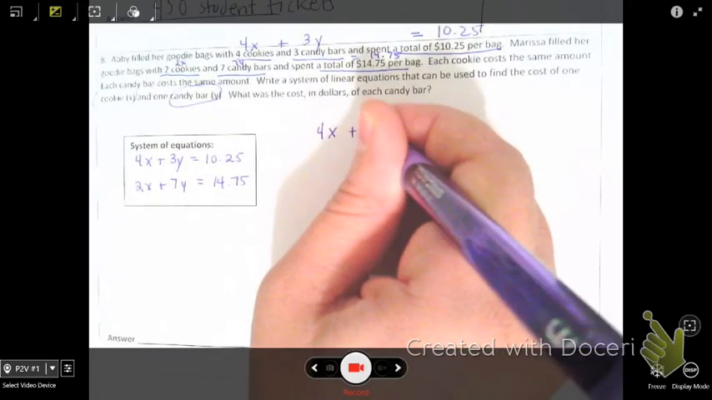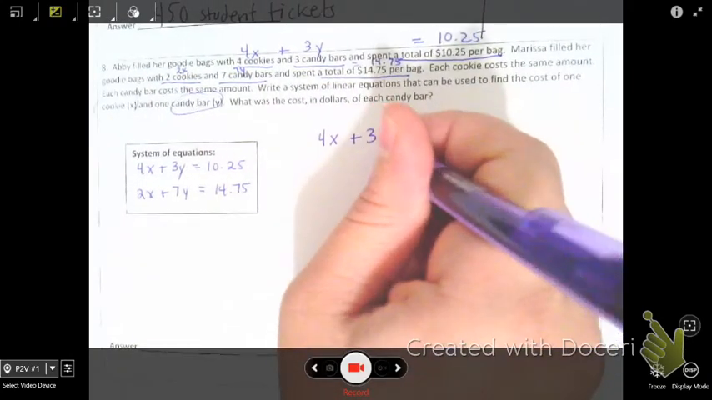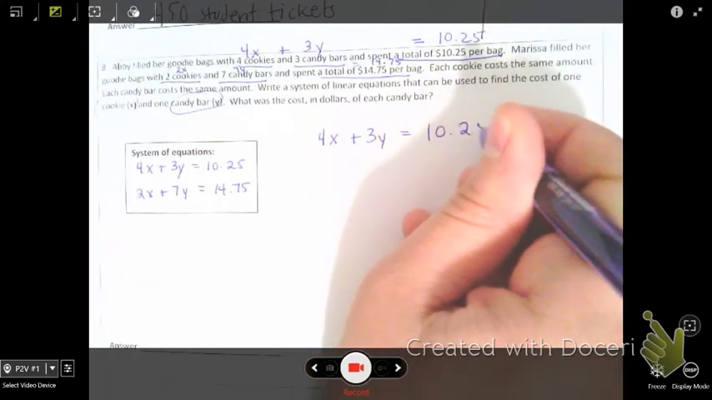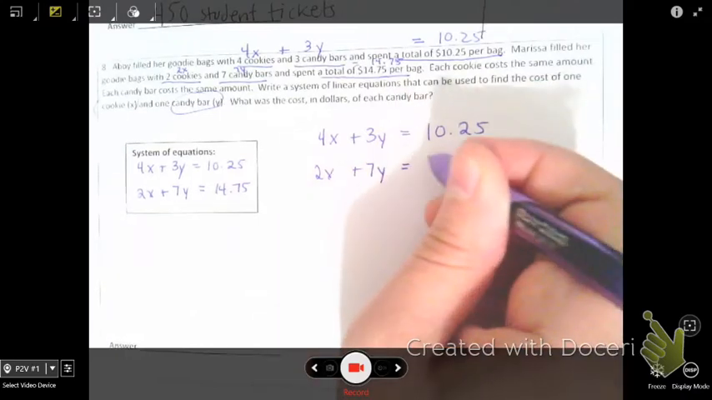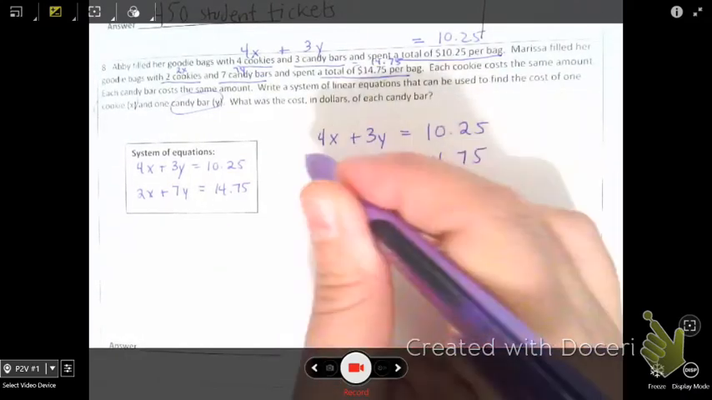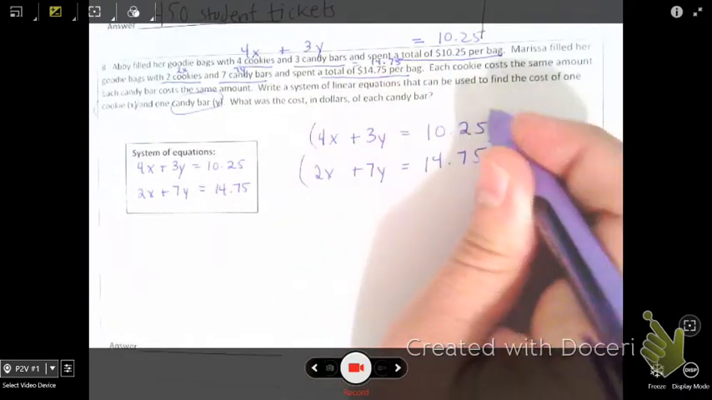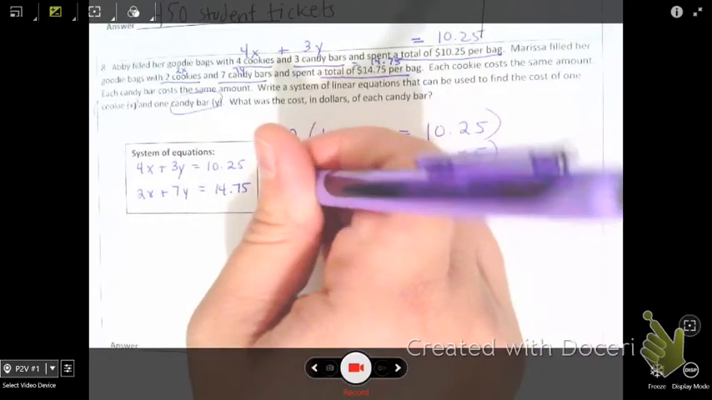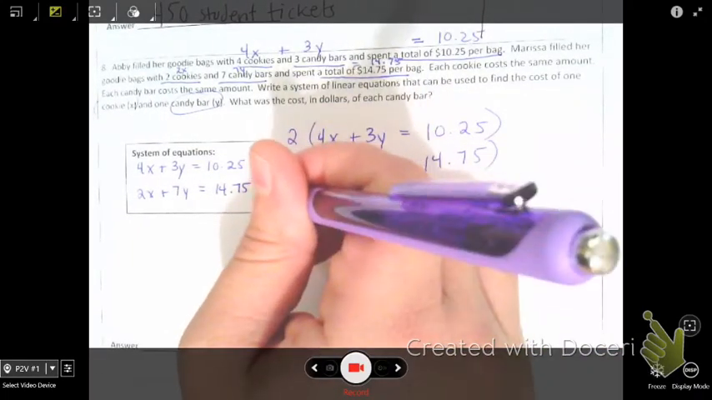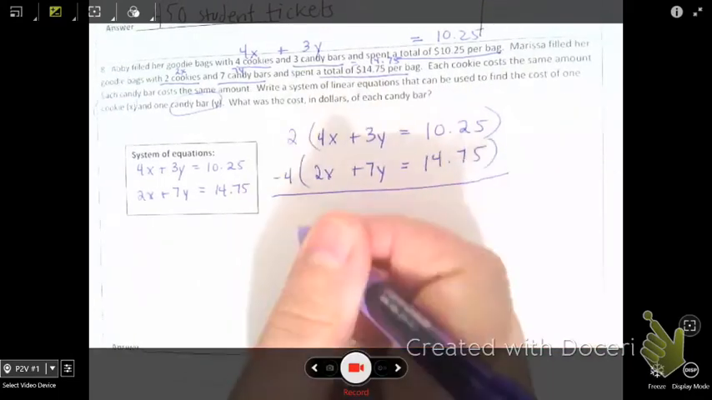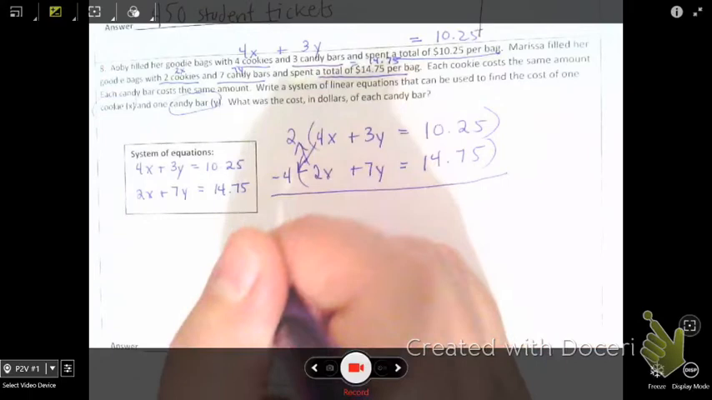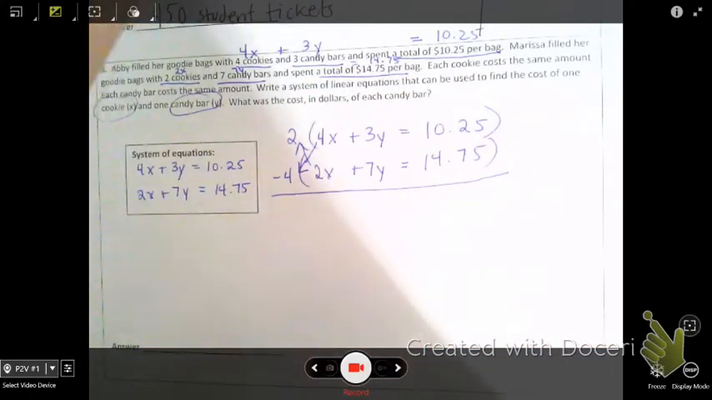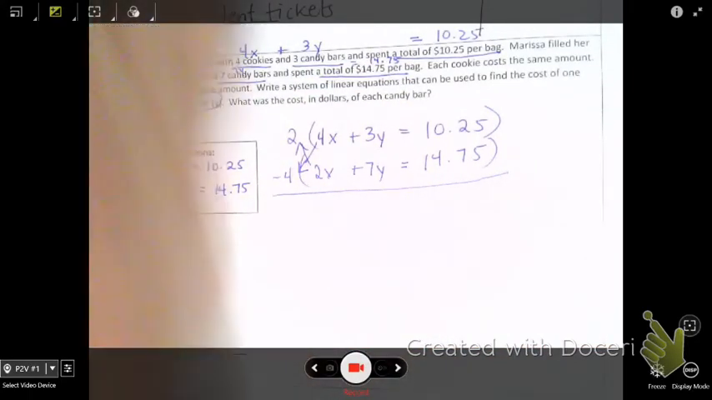4X plus 3Y equals 1025. 2X plus 7Y equals 1475. I'm going to multiply this top equation by 2, this bottom equation by a negative 4. Why did I do that? I couldn't find anything that they shared, so I'm going to go ahead and do that. I'm going to make sure I don't make a mistake this time.